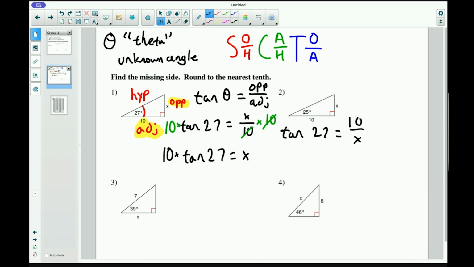5.095, and maybe I'll hold it up to my camera here so you can see. 5.095, and because it says round to the nearest tenth, it's going to end up being 5.1. Since we don't have any units, I'm just going to write units down. So 5.1 units. So x is equal to 5.1 units.